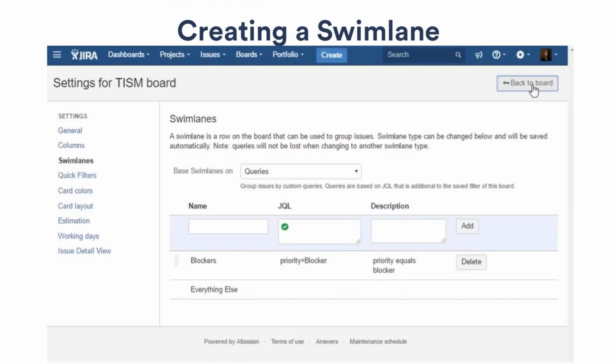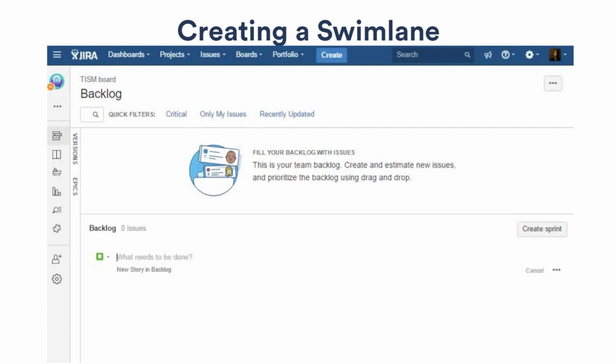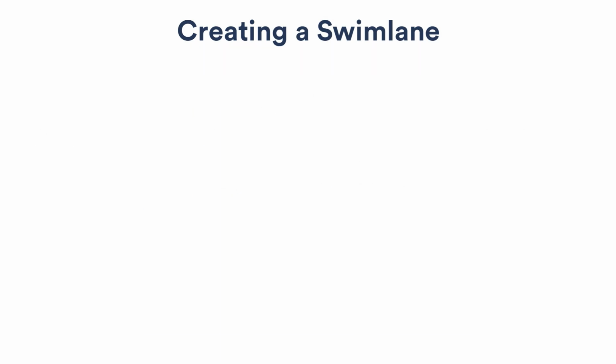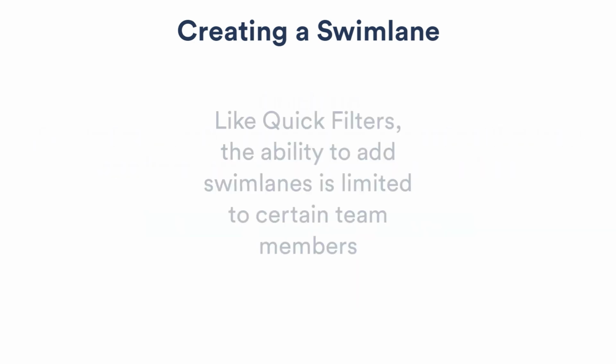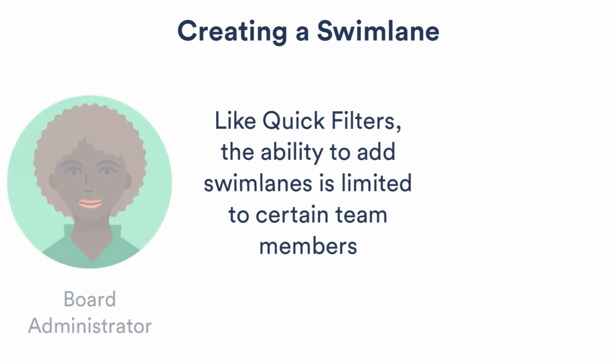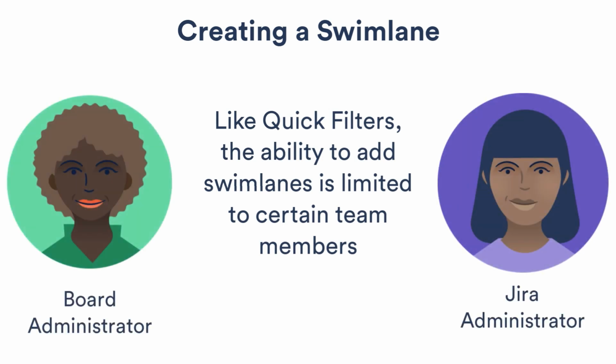Here's a tip. Don't get confused if you don't see a swim lane that you know should be there. Swim lanes don't show on the board until there's at least one issue that satisfies the criteria of the swim lane. Creating swim lanes is also a restricted operation. Like was the case for quick filters, it's the board administrator or Jira administrator that creates swim lanes. Because everyone who uses the board sees the same swim lanes, only swim lanes that are useful for the entire team should be added. That's effectively enforced by restricting the ability to create them.